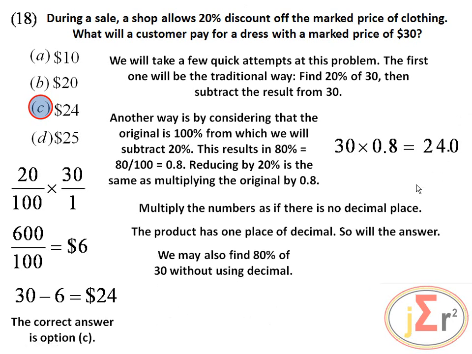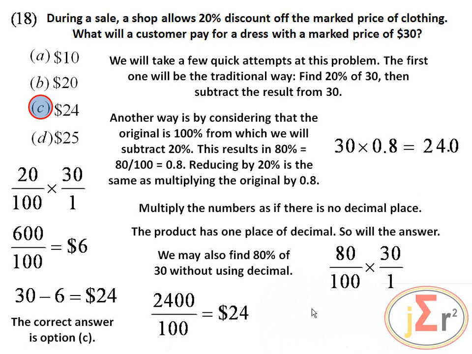We may also find 80% of 30 without using decimal. 80 over 100 multiplied by 30 over 1. So there we have 2,400 divided by 100, and that is $24.